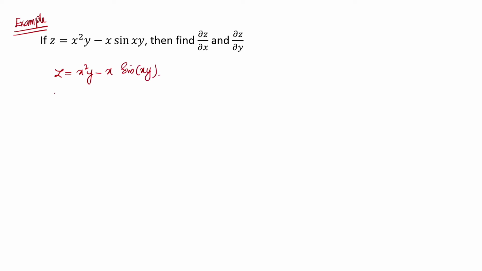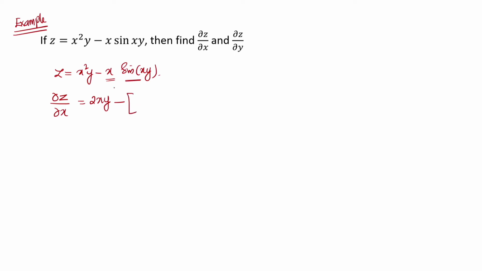Now we differentiate with respect to x, dou z by dou x. That is equal to y into x square. Y is a constant. The derivative of x square is 2x. Therefore, it is 2xy minus, here x into sine of xy. We have x in this function and in this function also. Therefore, we use the product rule.